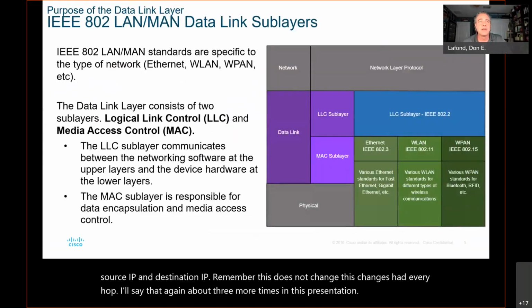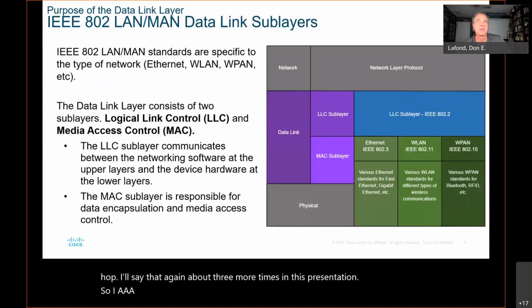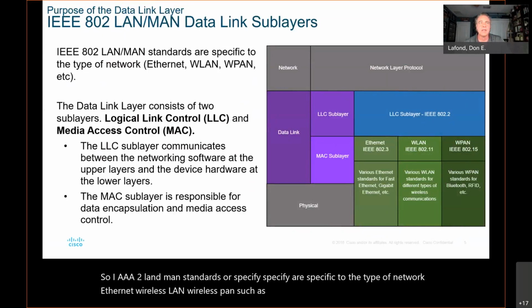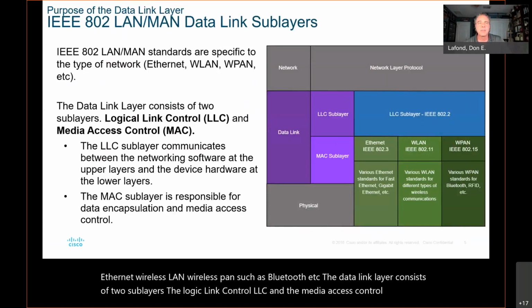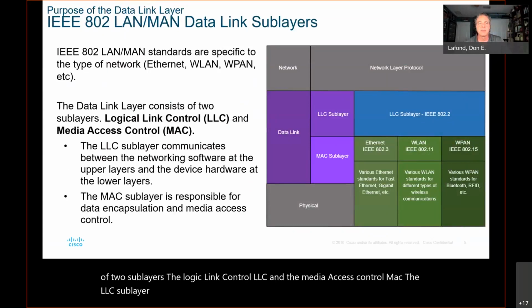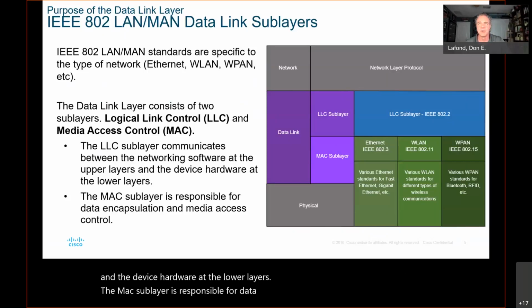So IEEE 802 LAN/MAN standards are specific to the type of network: Ethernet, wireless LAN, wireless PAN, such as Bluetooth, etc. The data link layer consists of 2 sublayers: the logical link control, LLC, and the media access control, MAC. The LLC sublayer communicates between the networking software at the upper layers and the device hardware at the lower layers. The MAC sublayer is responsible for data encapsulation and media access control.